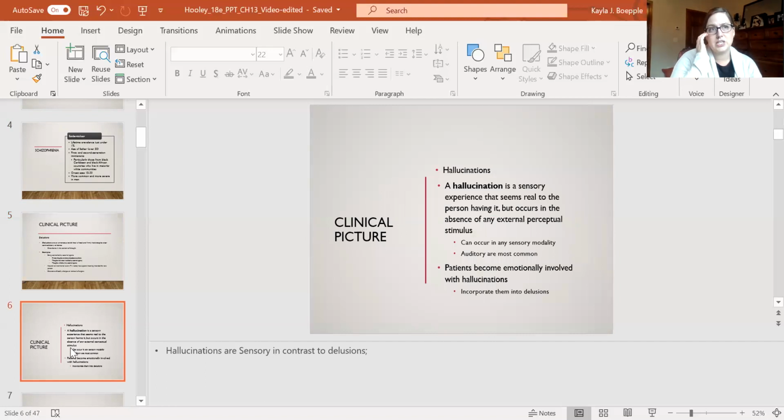Next, we talk about hallucinations. So delusions are thoughts where hallucinations are going to be sensory type of activities. A hallucination is a sensory experience that seems real to the person having it, but occurs in the absence of any external perceptual stimulus. So this could be somebody hearing voices, thinking they see things that aren't there. Those are both types of hallucinations that a person might suffer from.